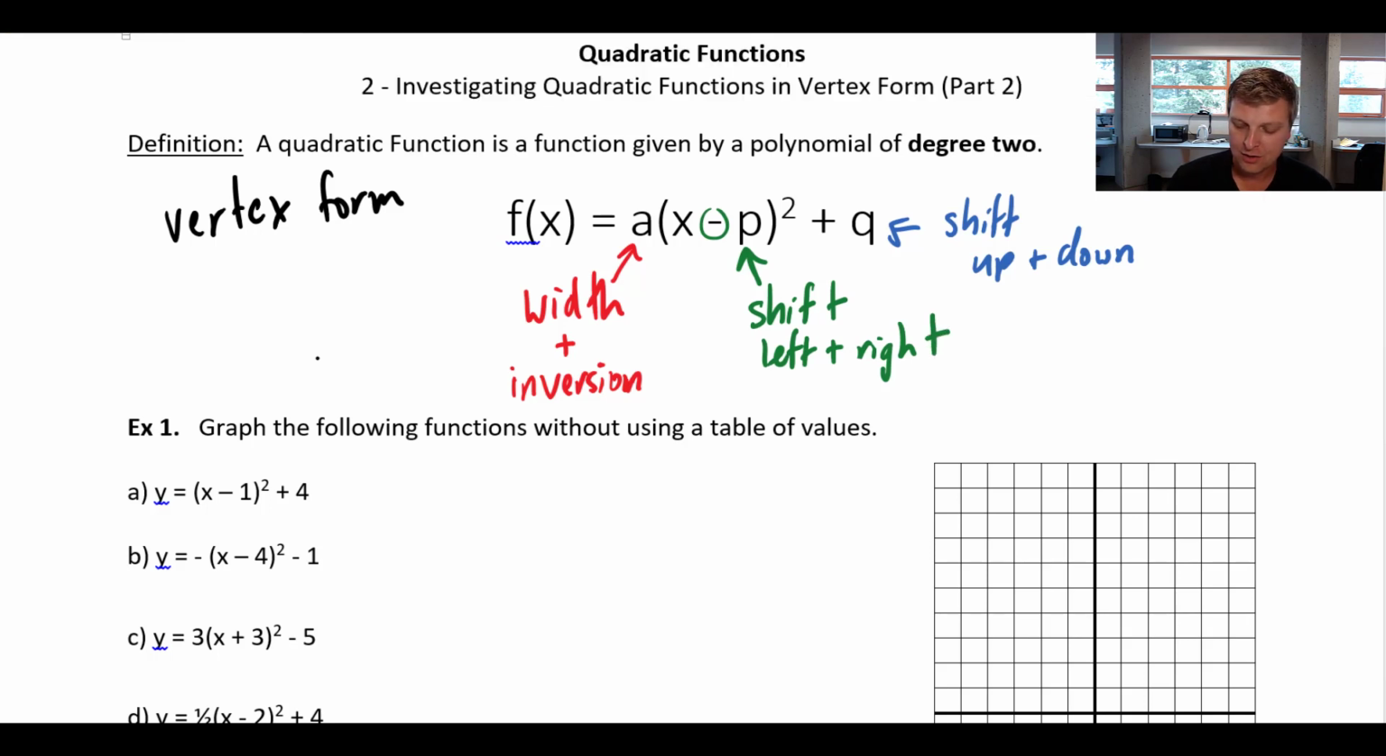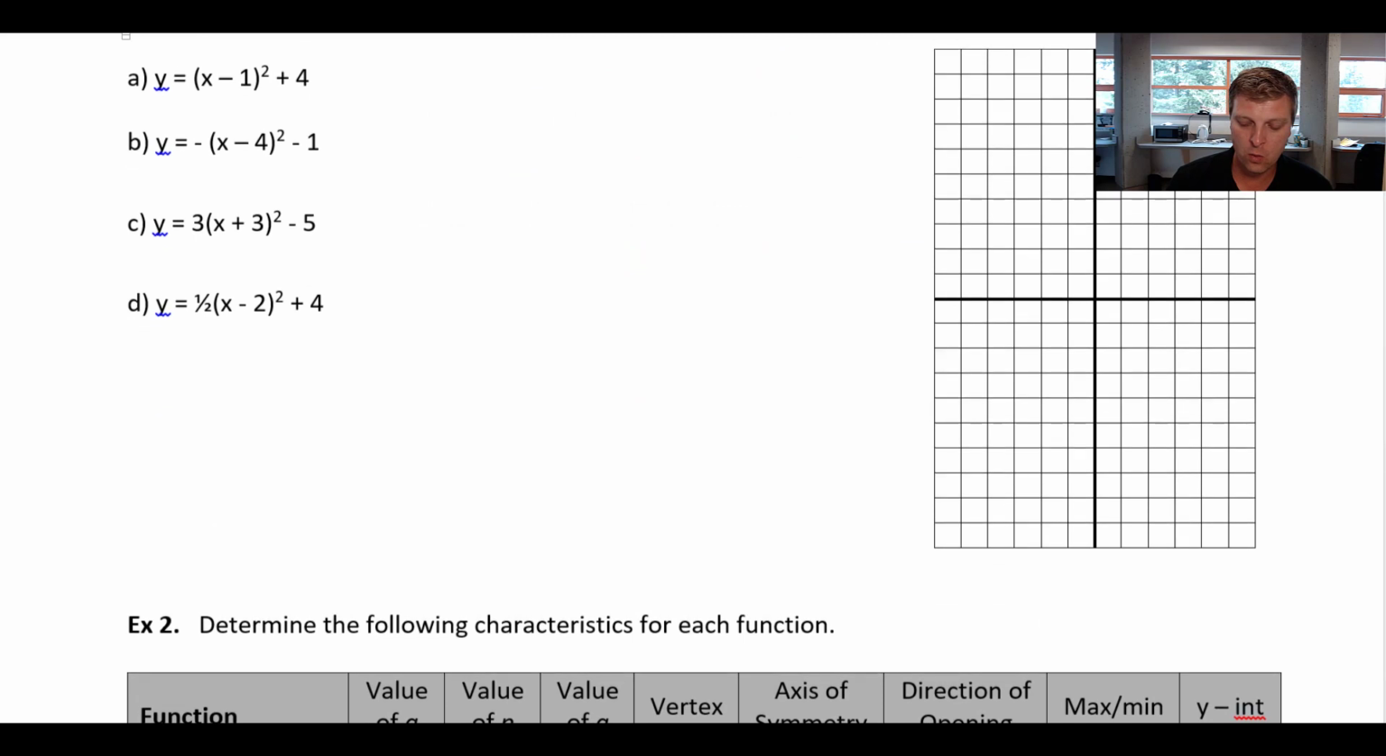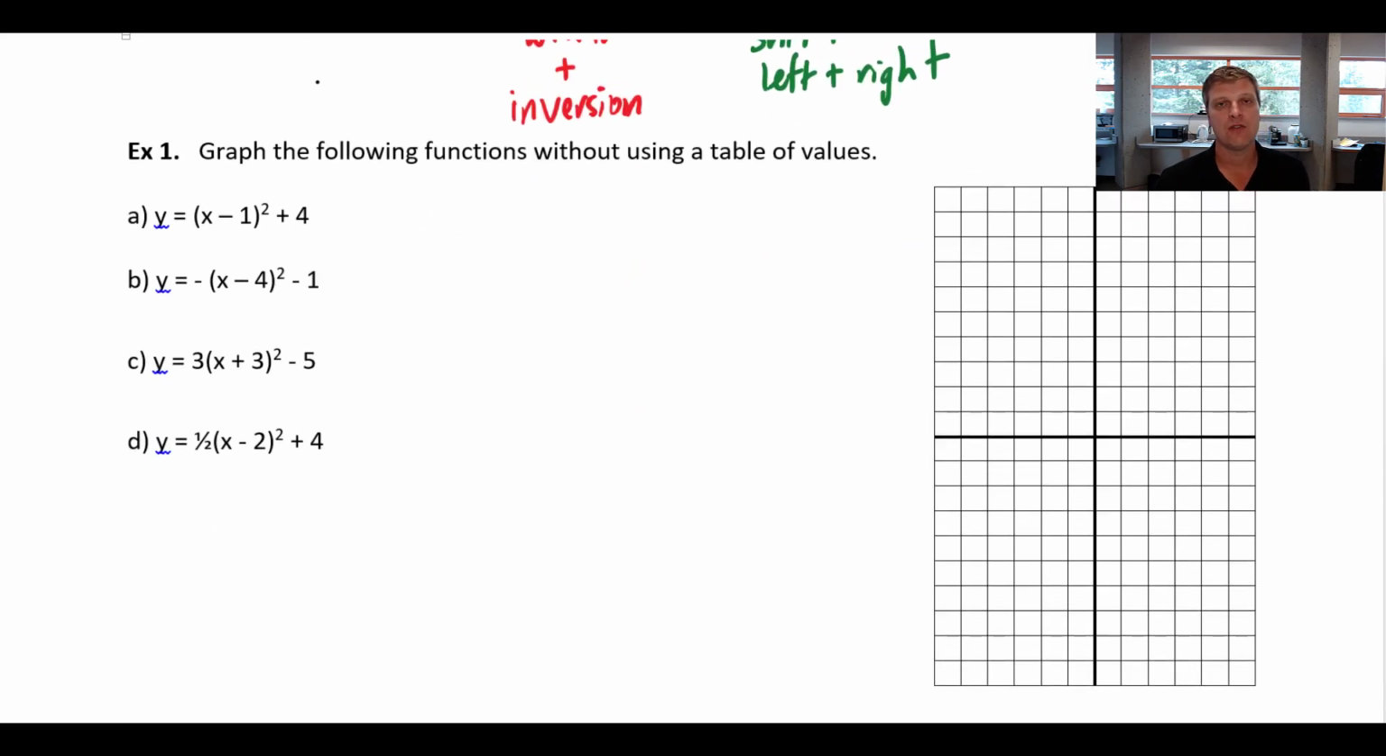Okay, so what you should hopefully be able to do, if you're not there yet, this is going to be great practice, is look at a function that's given to you, and without using your calculator, and without using a table of values, create a representation of that graph on a page, just a rough sketch of what it looks like. It doesn't have to be perfect, but we should be able to do it just by looking at our function.